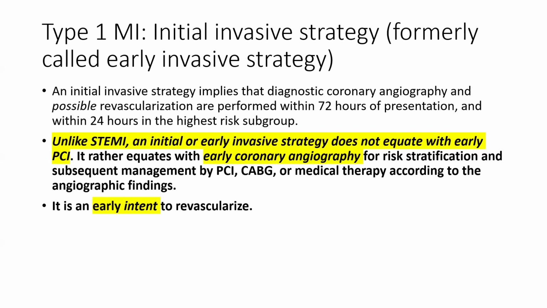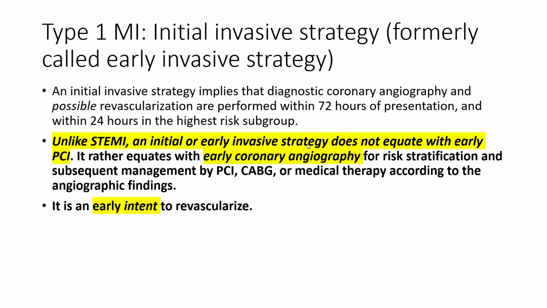And the first axis is initial invasive strategy, which used to be formerly called early invasive strategy. And what does it mean, that initial or early invasive strategy? It means that you perform diagnostic coronary angiogram and possible revascularization within 72 hours of presentation and within 24 hours in the highest risk subgroup. Know those timelines, 24 to 72 hours.